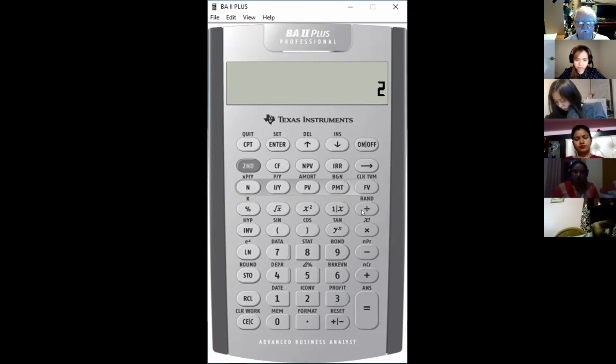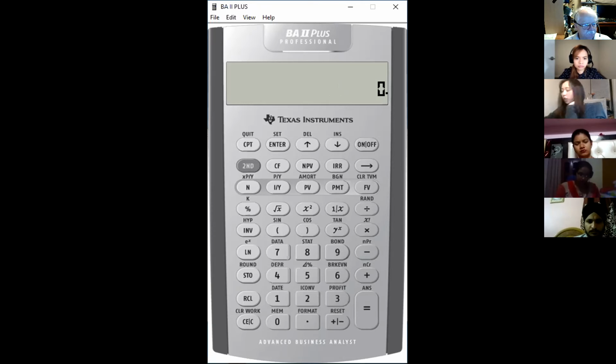So 2 divided by 7, and now you can see 0.2857. Yes, we can hopefully see. In this question here, I've foolishly thrown it away. So let's go back to, let me find this.